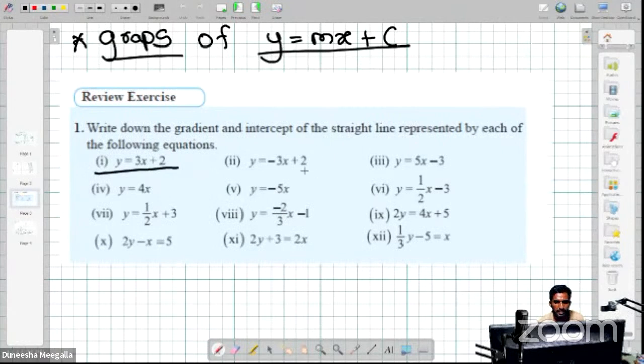Then the second one. What is the gradient? The gradient is -3 and the intercept is +2. The third one: gradient is 5, intercept is -3. Okay, write down the equations, and after that get the gradient and the intercept. Can you get it?